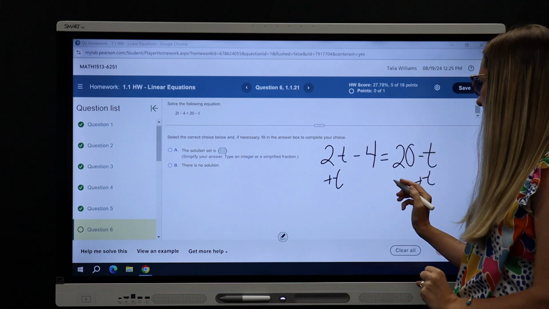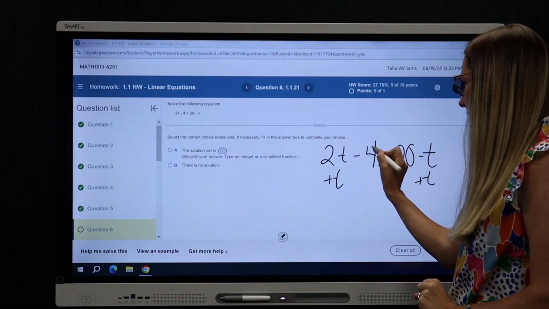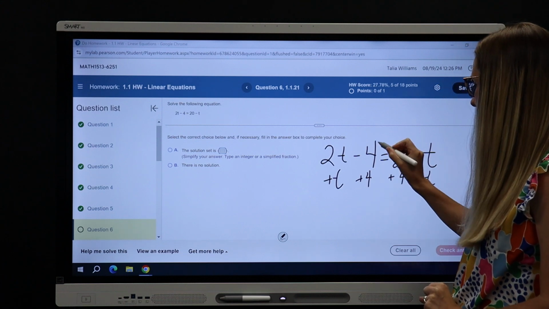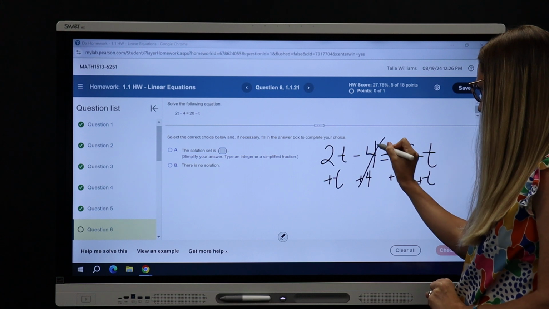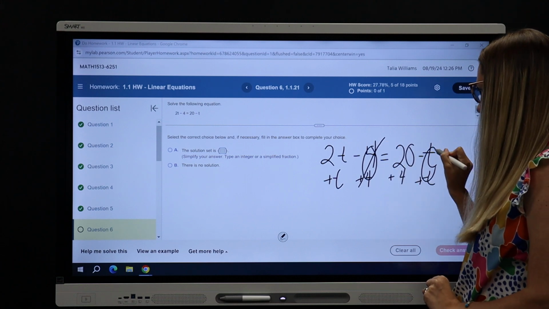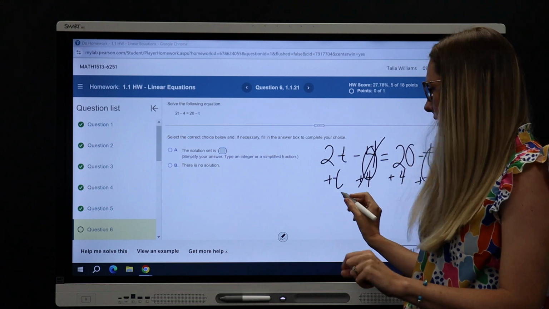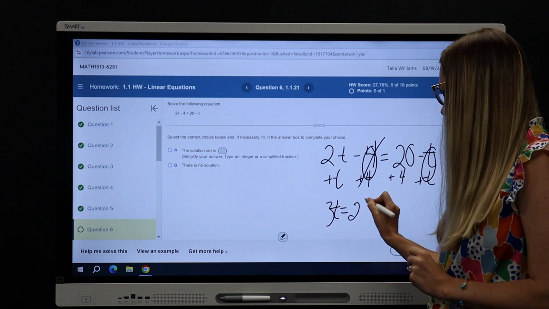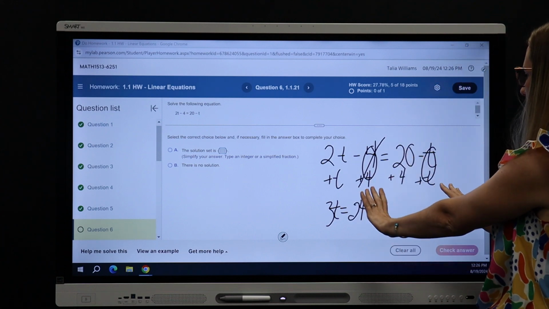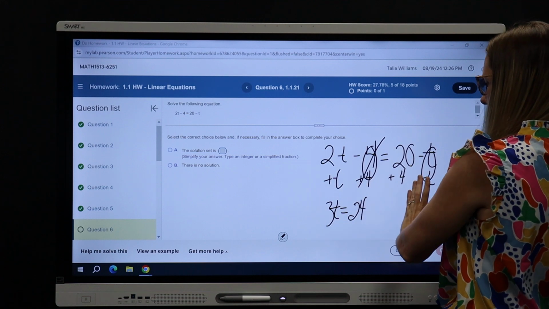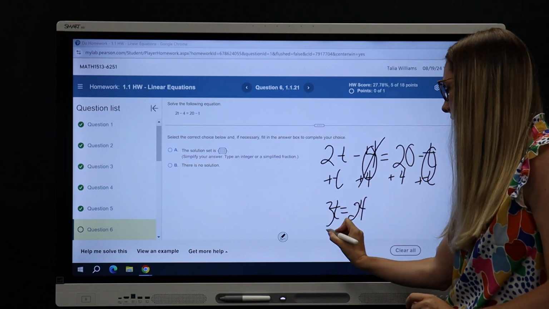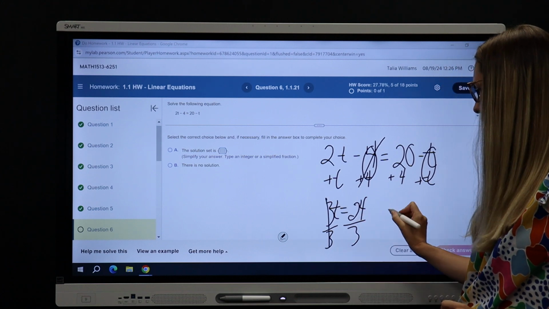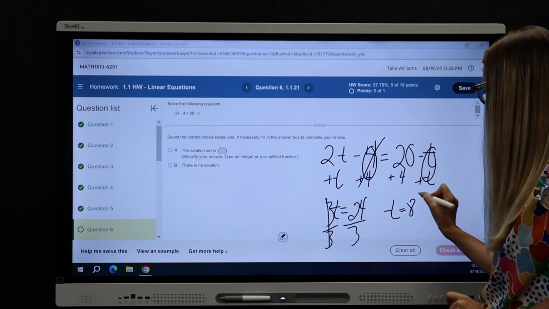over here. And then since my letters are going to be over here, I'm going to move this 4 over here. So I'd add 4 to 20. And then negative 4 plus 4 is 0. Negative t plus t is 0. So I have 2t plus 1t, which is 3t equals 20 plus 4 is 24. So once I do that, it should be letters on one side, numbers on the other, and then 3t. I want to know how much 1t is worth, so I'll divide by 3. 3 divided by 3 is 1. 24 divided by 3 is 8.